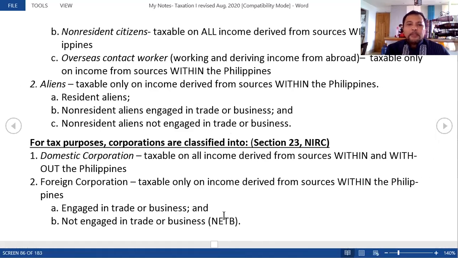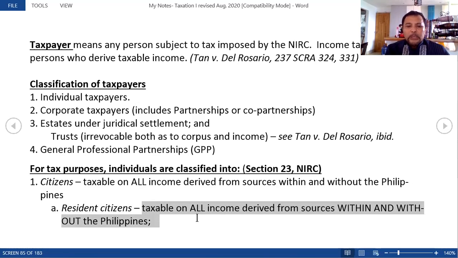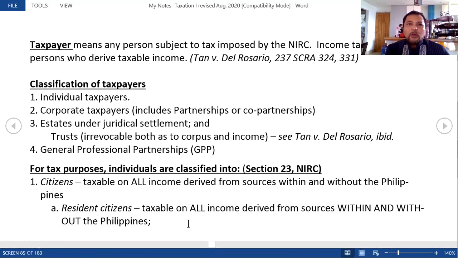Now, there are three types of citizens. The first are the resident citizens. These are Filipino citizens who are residing here in the Philippines. This kind of taxpayer is taxable on all income derived from sources within and without the Philippines. So if he has a business operating in the US, all of his income there shall be subjected to income tax here in the Philippines, because all income, no? Whether outside the Philippines or inside the Philippines.